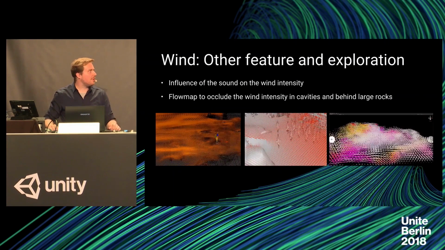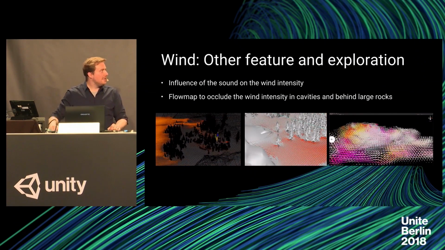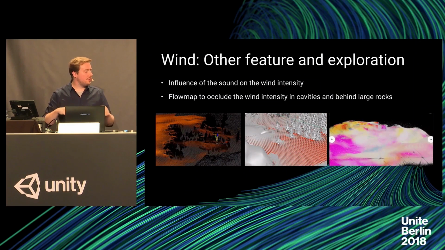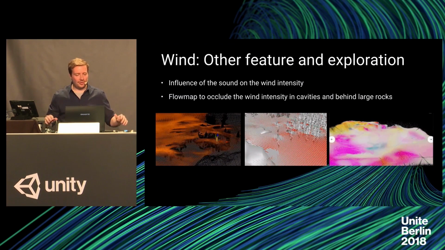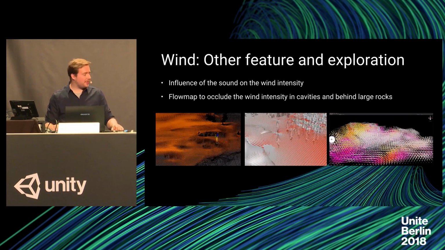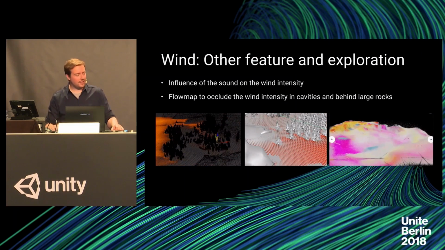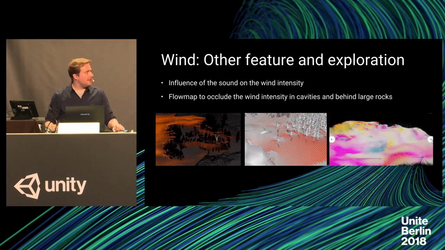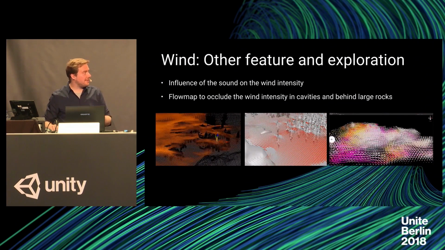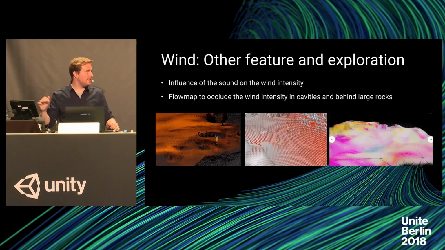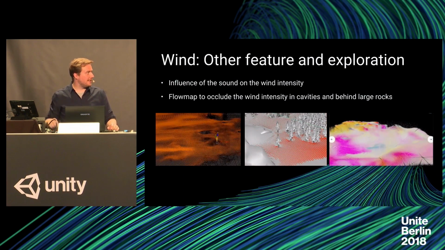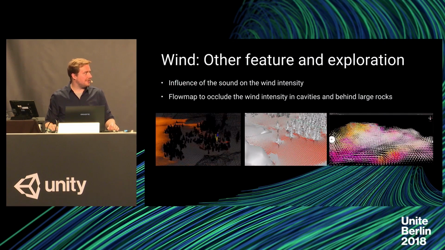The other thing that we tried was to use a flow map, to generate a flow map to occlude the wind in the cavities of your scene. So that was quite a tedious process, and we used this for the trailer, and it was more of an exploration. So basically, we would export the scene, import it in 3ds Max, and then simulate fluids in the scene.